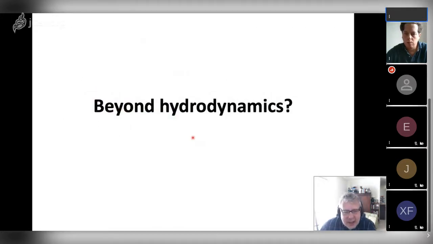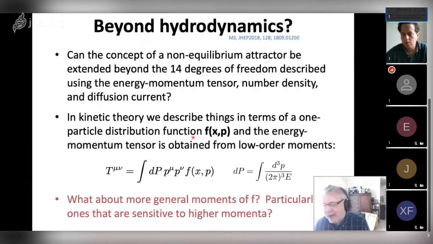But when I saw this a few years ago, I started asking the question, well, if this attractor stuff exists for the thermodynamic variables, like the pressure ratios and such, does it exist for other variables in the system? So as we've seen, there seems to be an attractor for T mu nu, right? And T mu nu, the energy momentum tensor, plus the number density and the diffusion current, they only describe 14 degrees of freedom.